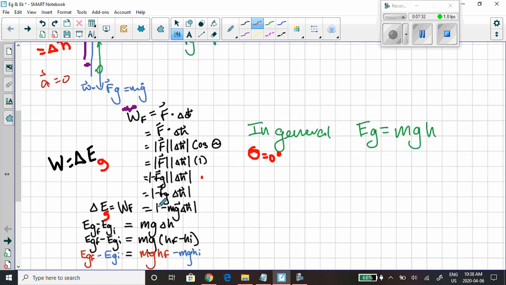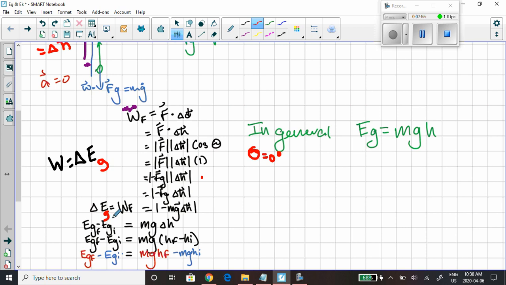Since this whole term, mg delta h, is within magnitude signs, I'm going to drop the negative sign and I'm going to drop the vector signs because I'm only interested in the size. I'm only interested in the magnitude. So I can rewrite it just like that. There you have it.